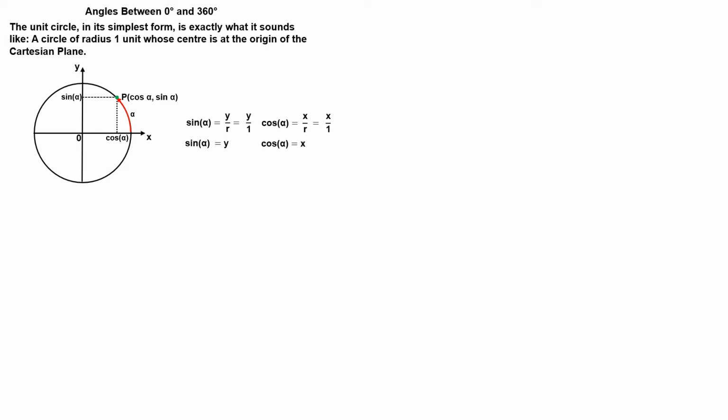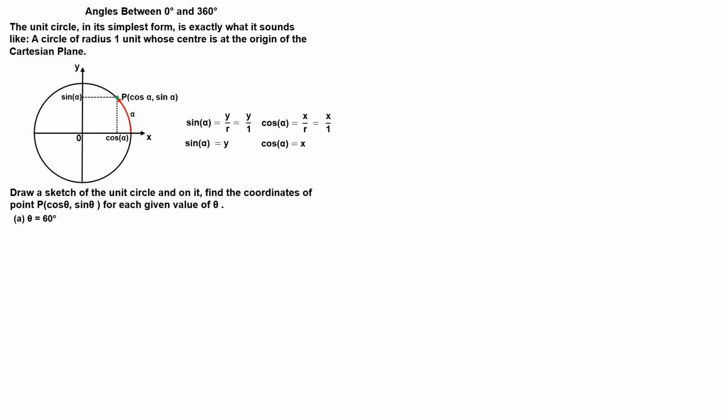Now that we know the y-coordinate corresponds to the sine of the angle and the x-coordinate corresponds to the cosine of the angle, we can find the coordinates for a point P anywhere on the unit circle. Let's see how it works. Draw a sketch of the unit circle and on it find the coordinates of point P for each given value of theta.